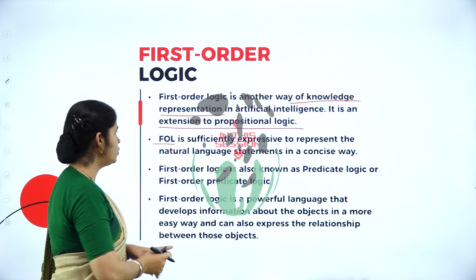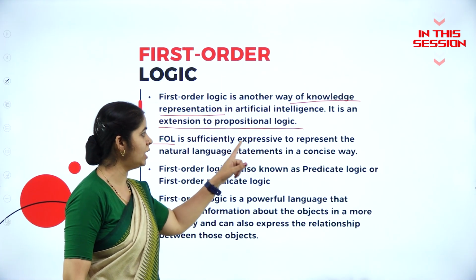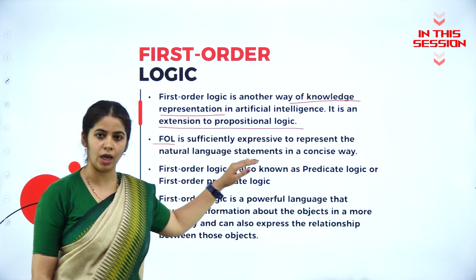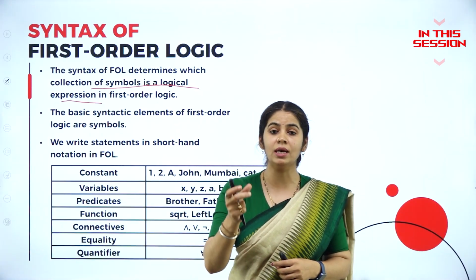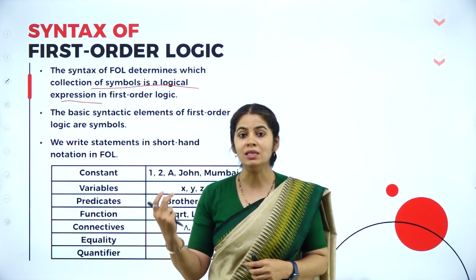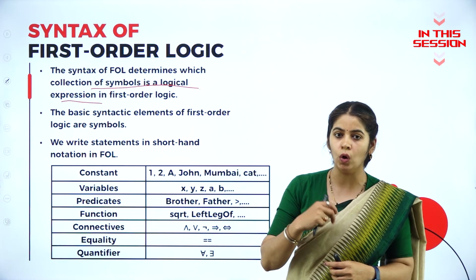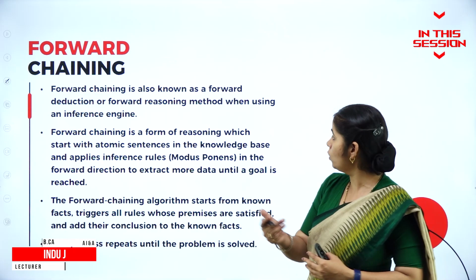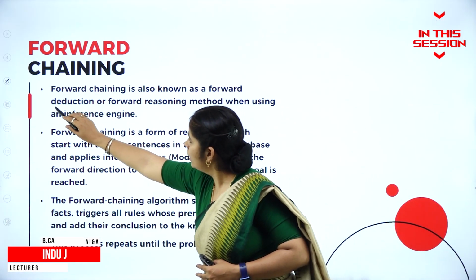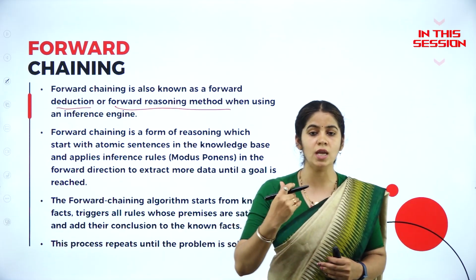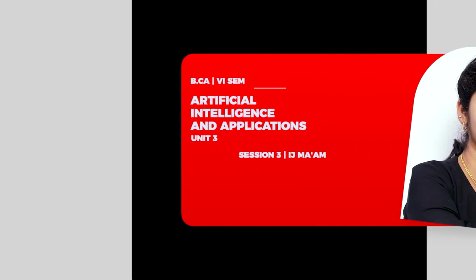FOL stands for first order logic, which is sufficiently expressive to represent a natural language statement. The syntax is nothing but the collection of symbols. The semantics is nothing but the statements we have using those symbols. What is forward chaining? Forward chaining is also known as forward deduction or the forward reasoning method when we are using it with the inference engine.